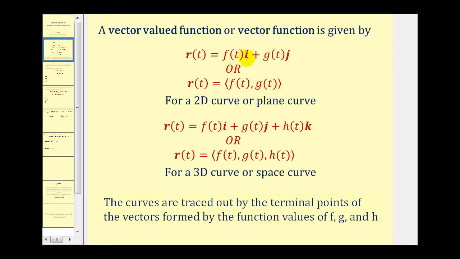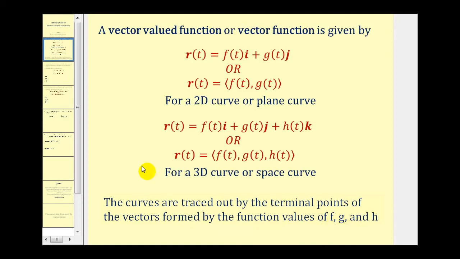What I want you to notice here is that for a given value of t, the vector-valued function returns a vector, and function f and function g for a given value of t would return a real numerical value. And for a vector-valued function in R3 or 3D, it would be expressed in a similar way, except now we have the z component expressed by h of t times the unit vector k, or in component form as we see here. The curves produced by vector-valued functions are traced out by the terminal points of the vectors formed by the function values of f, g, and h.